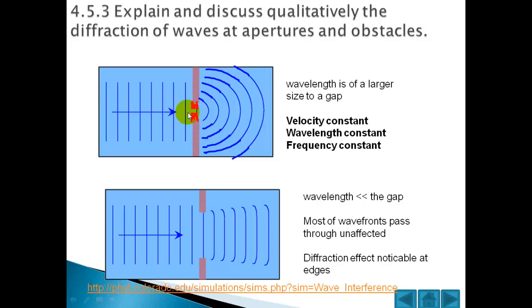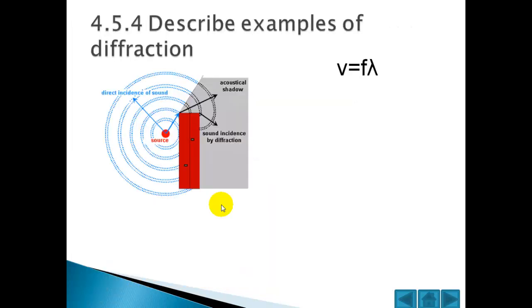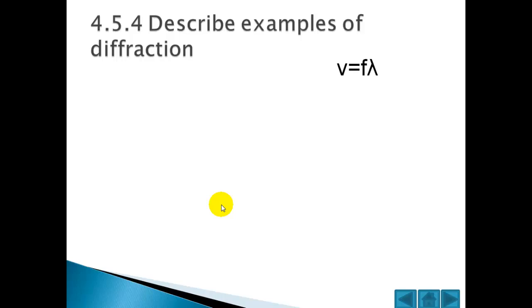Here, however, the wavelength is much smaller than the size of the gap. Most of the waves pass through unaffected in this area here, but you do see some diffraction effects at the edge of the wave. Remember, v is equal to f lambda. As long as the medium stays the same, the velocity will be the same, the frequency will be the same, and the wavelength will be the same. It's just that the wave will curve around a sharp edge or a barrier or an aperture.